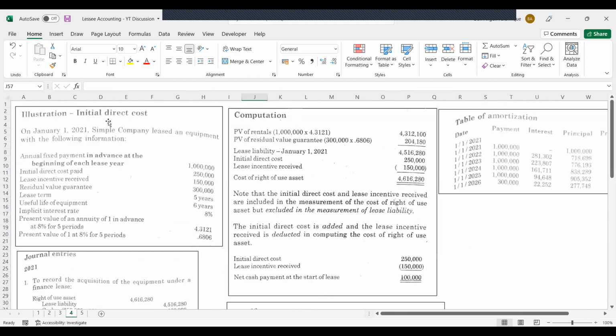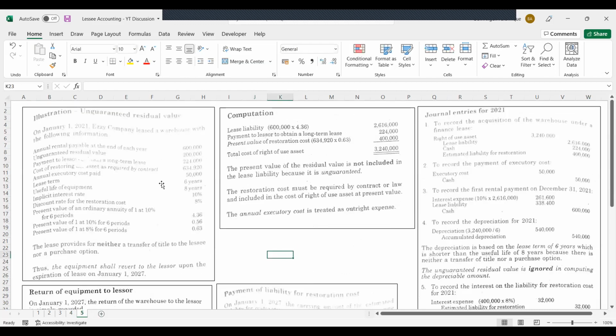So, dadaanan ko lang itong initial direct cost. So, sabi dito, pag may initial direct cost, so magkano initial direct cost niya dito? 250,000. Kailangan nating i-add. Then, kapag mayroong lease incentive na na-receive, kailangan i-deduct. Ito yung una natin diniscuss as to the initial measurement of ROU asset. So, same na same lang siya. Kailangan lang, pag may initial direct cost, i-add. Pag may lease incentive na na-receive, i-deduct.